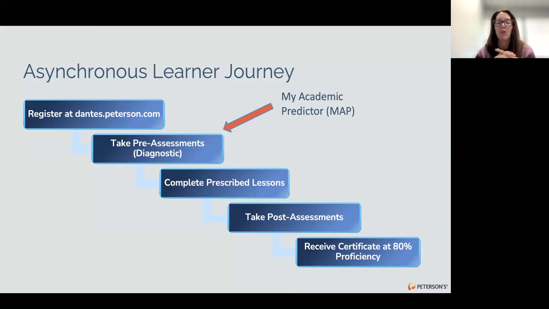So based on a student's strengths and weaknesses, the program prescribes different lessons for students to shore up their areas of deficiency. And then if they're already getting flying colors in certain academic areas, they don't need to spend additional time learning what they already know. And then from there, we have a student take a post-assessment so we can measure levels of progress.